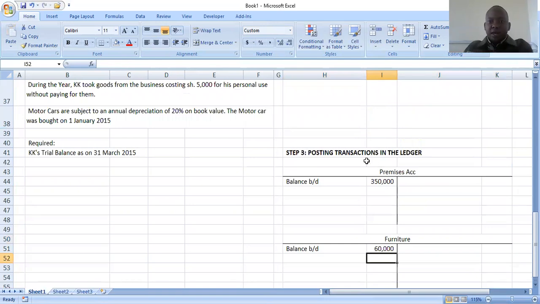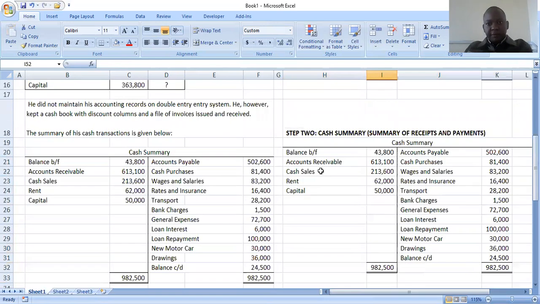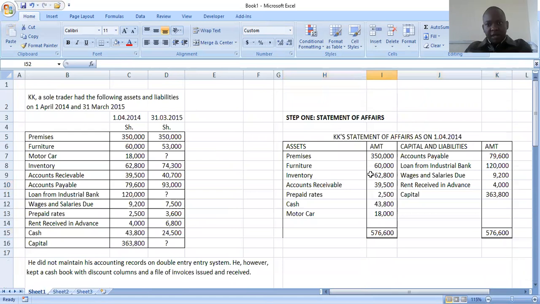Then the other account we have from the statement of affairs is inventory. Inventory, that is stock. Stock is usually not part of double entry, so we shall leave that for now. So we shall not have an account for stock. So we skip inventory.